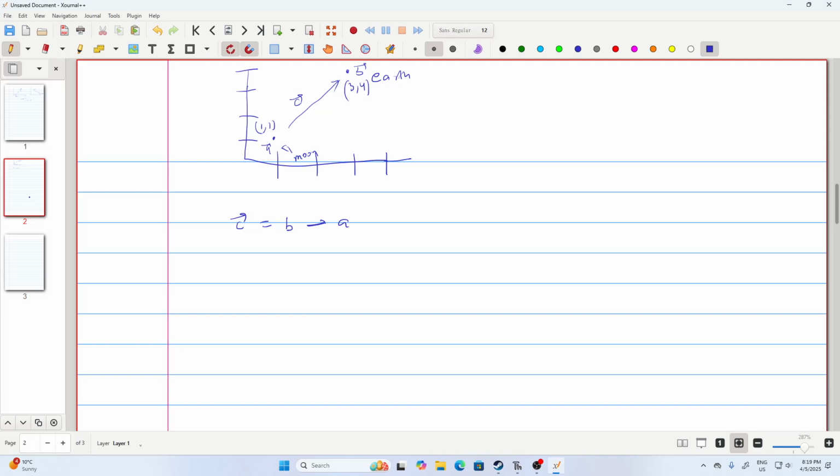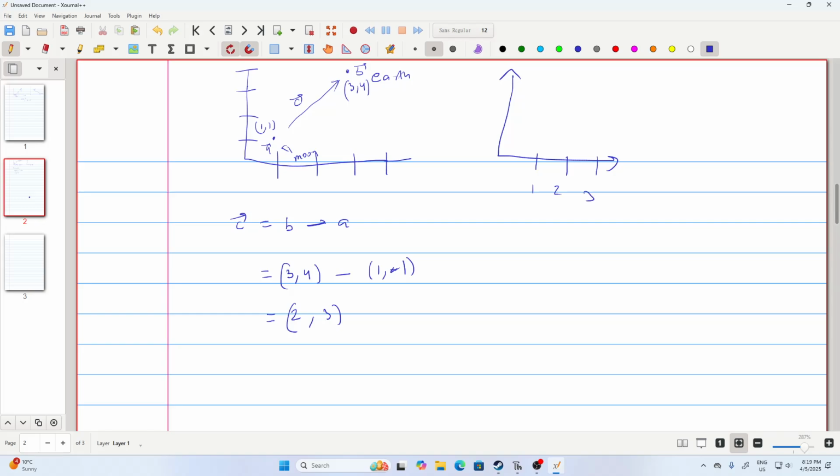So now if we do this minus, what will we get? 3,4 minus 1,1, right? Which is going to be equal to 2,3. So what does 2,3 look like? Does this look like this direction? We can check this out, right? So we can draw another one.